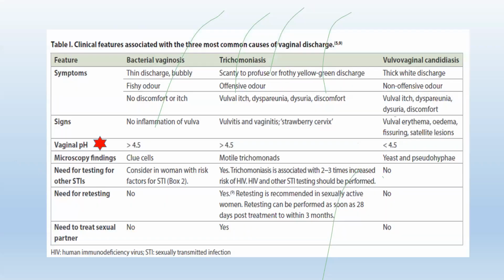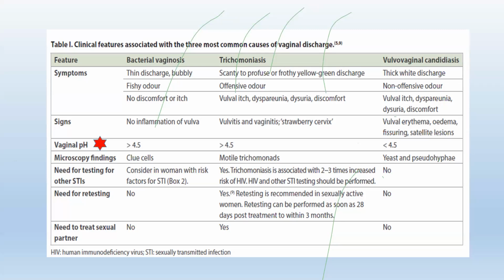So this is to tell you the clinical features associated with the 3 common causes of vaginal discharge. For bacterial vaginosis, most of the time the discharge is thin, bubbly, fishy in odor. There's no discomfort or itch, no inflammation over the outside genitalia, and the pH is more than 4.5. If you can do a pH study in your clinic, that will be good. All right. So if the pH is more than 4.5, it can be either bacterial vaginosis or trichomoniasis.